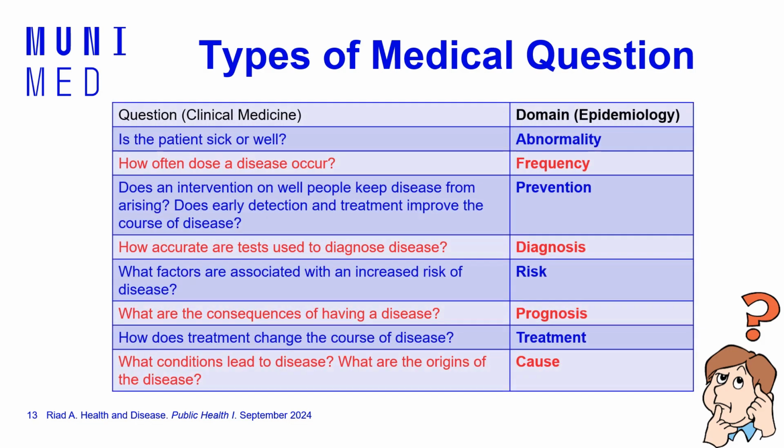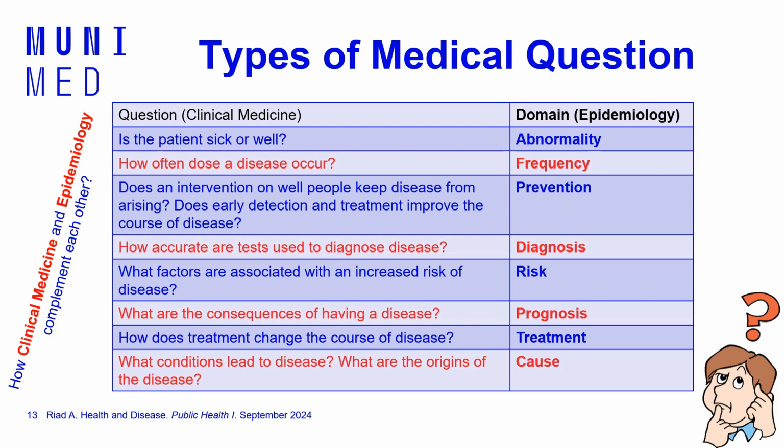Okay. In fact, as a medical doctor, you will have a variety of questions, which are the medical questions, as you can see, that are answered by different domains of epidemiological studies. For example, if you are unsure if the patient is sick or not, then you are thinking about the definition of abnormality. And definition of abnormality will be more or less explained in the fourth seminar of this course. In the first seminar, we will discuss the frequency of diseases, how often disease occurs in a community or in a population group, and this will be the focus of this seminar this week. In the second seminar, we will focus on prevention.